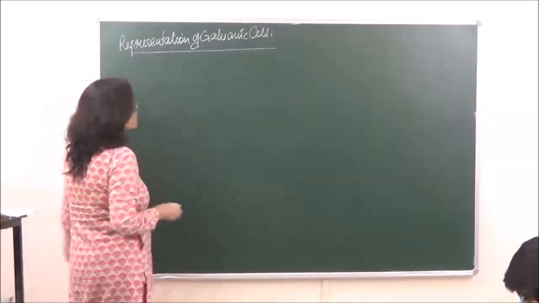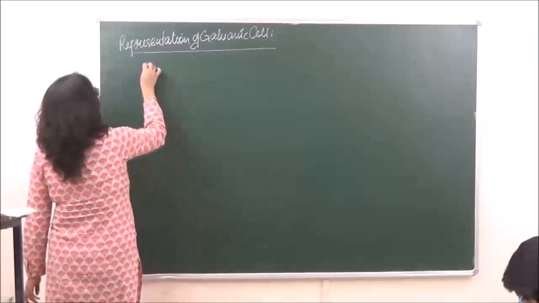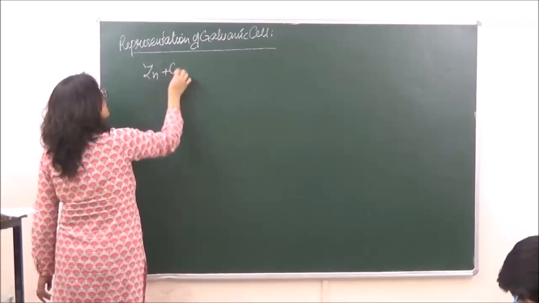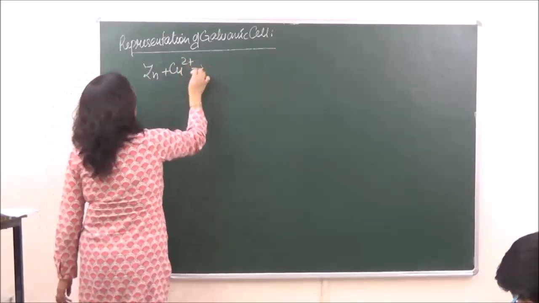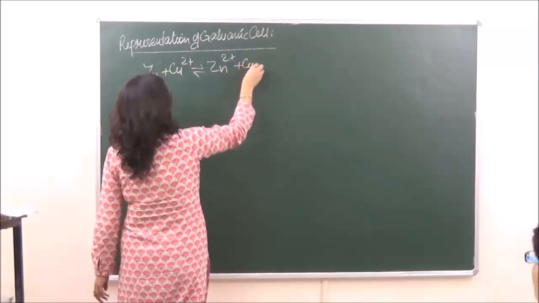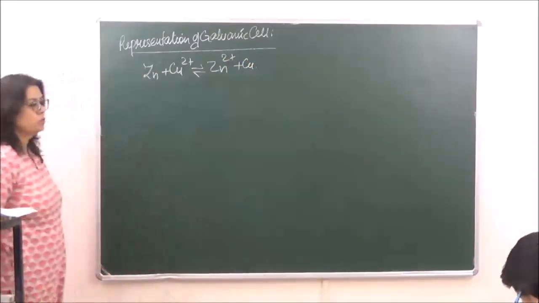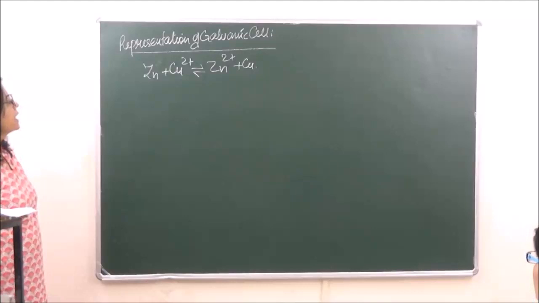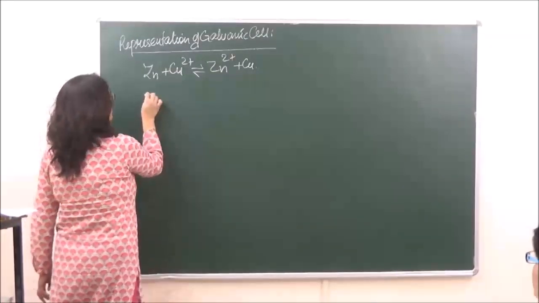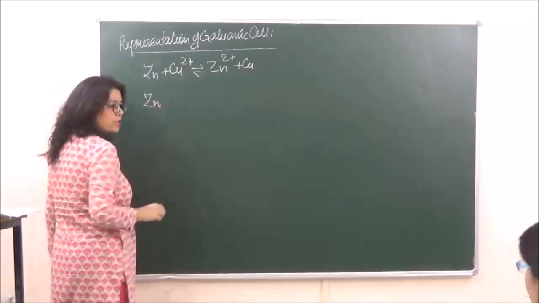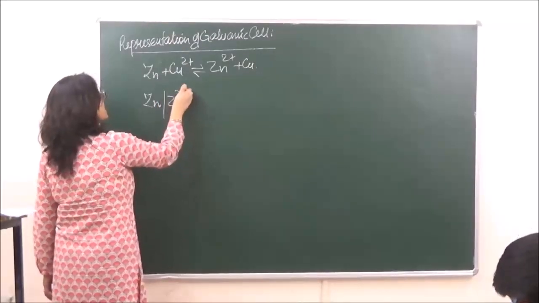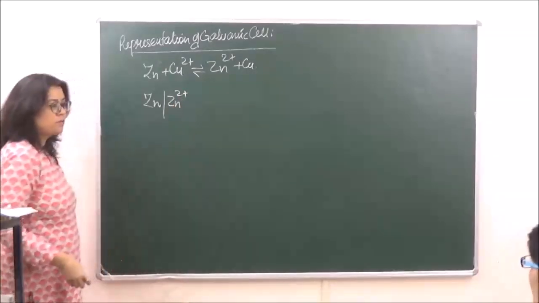So if we are taking the Daniell cell, in which the overall reaction which we did was Zn plus Cu2+ to give us Zn2+ plus Cu. Okay, now in this case, if you want to represent this cell, we are first going to represent the anode reaction, that is oxidation reaction. Zn starts converting into Zn2+.